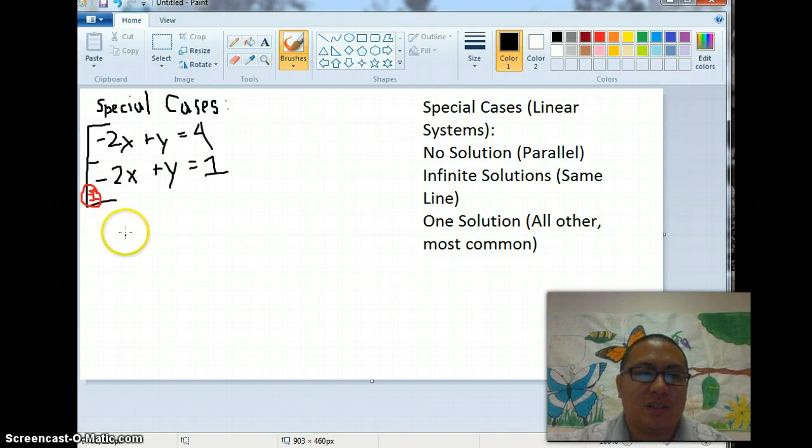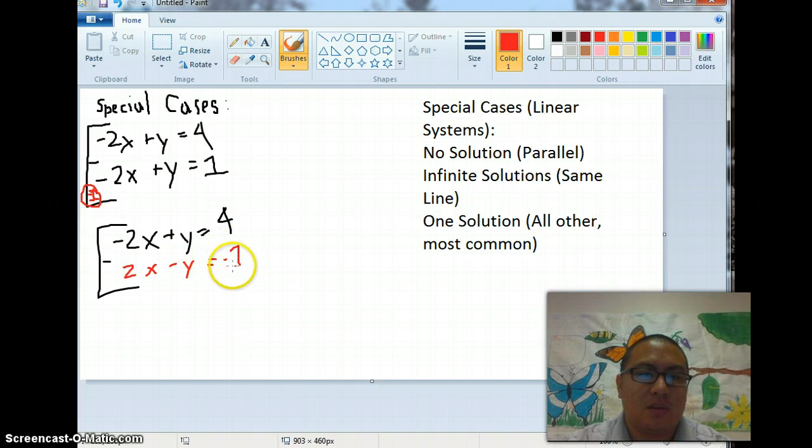So I'm going to rewrite another E for elimination. At the top I didn't do anything, so it's 2x plus y equals 4. On the bottom one, it's changed because I multiplied by negative 1. It becomes 2x minus y equals negative 1. Now that I have opposites, I can combine the two. Negative 2x and 2x cancel out, they get 0. Y and negative y, I also get 0. 4 and negative 1, I get positive 3. So I get 0 equals 3.